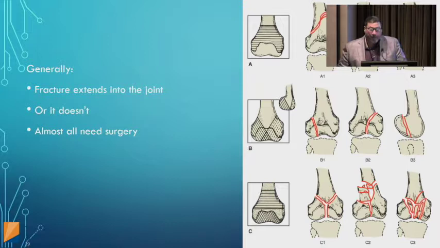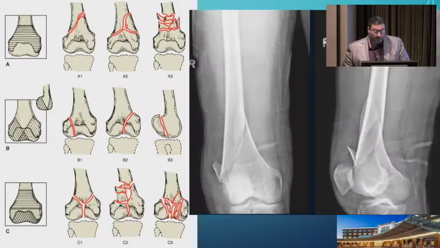The classification for femur fractures is useful for research. Type A is an extra-articular, in other words, the fracture does not involve the joint, and then from 1, 2, and 3 depends on the amount of comminution or the amount of pieces. A B type is a fracture only involving a condyle, and it could be a medial condyle, lateral condyle, or a posterior condyle. And then type C is based on the amount of comminution above the joint and the amount of comminution in the joint, or both. Most of these, if not all of these, need surgery.